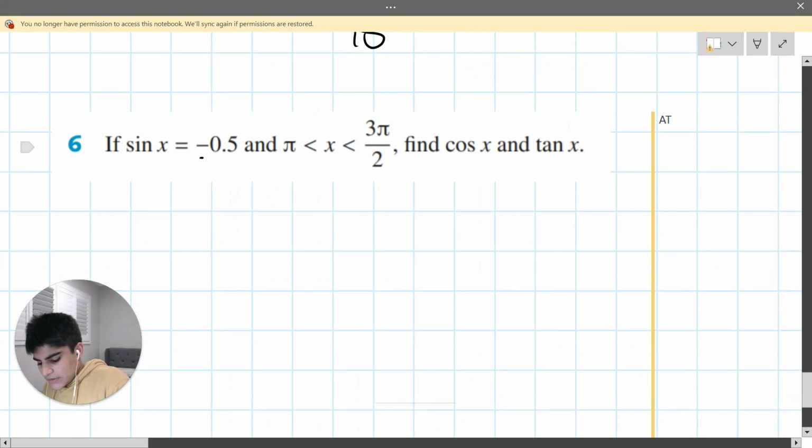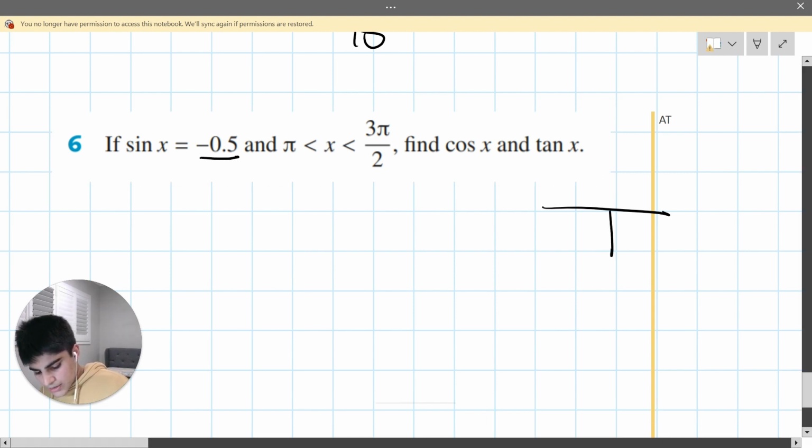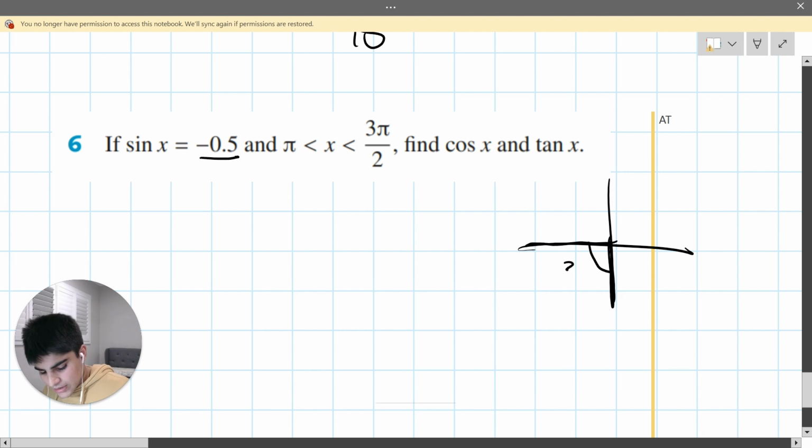Sine x equals negative 0.5. Our domain again is: x is greater than pi. Pi is right here. This is 3 pi on 2. So we're looking for an angle in the third quadrant. This time we have sine x. We don't know cosine x, and we need to find cosine x and tan x.